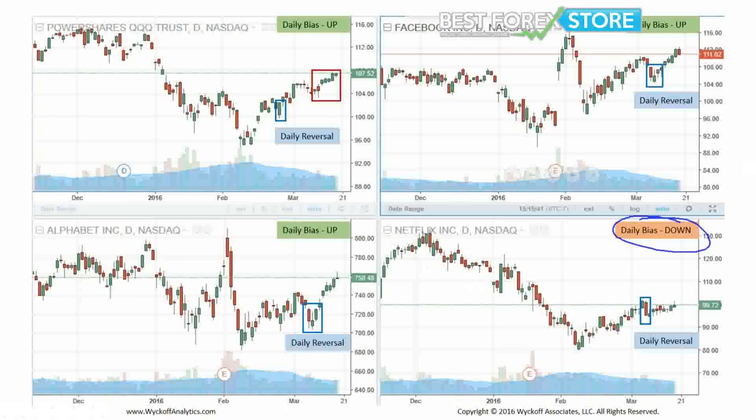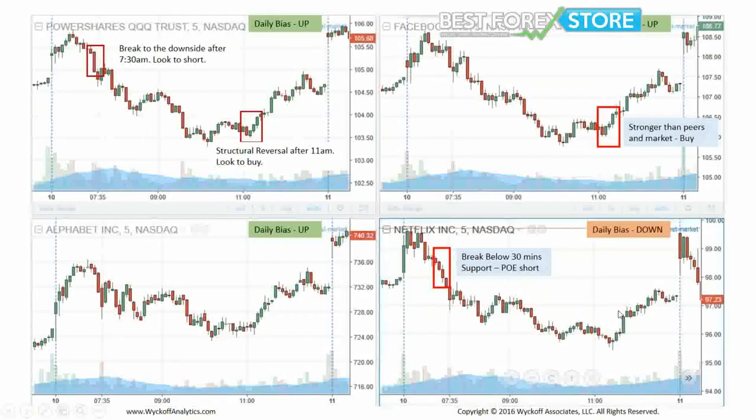So now that we know daily swing biases, and this is kind of like a long-term picture for us, let's go to a specific day. So this was March 10th, and again, one of the things when we start the session is to understand what kind of volatility we're going to have after we understand the daily bias, what kind of volatility we're going to have within the first 30 minutes.